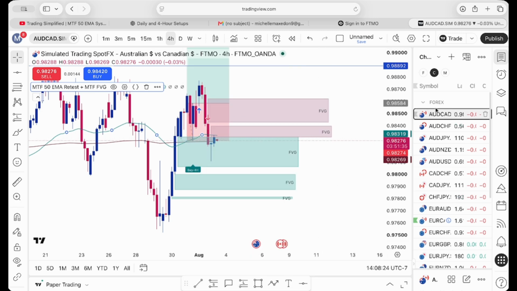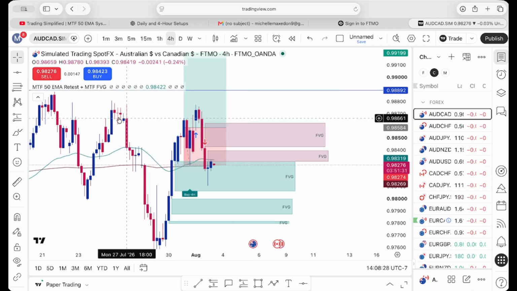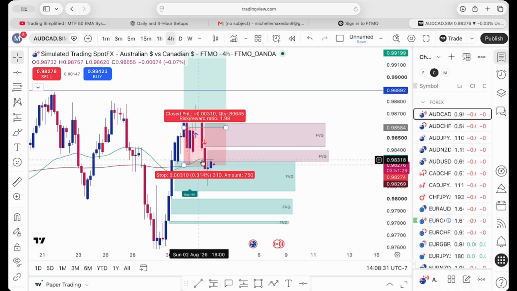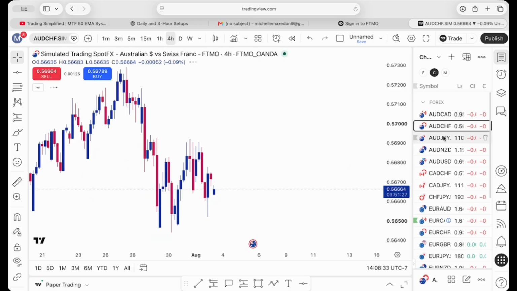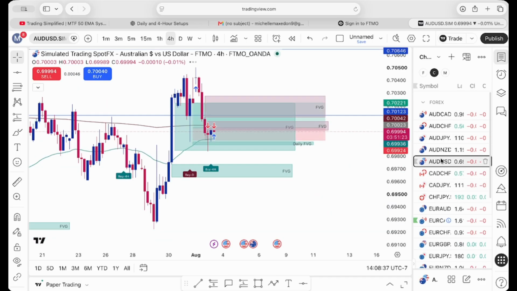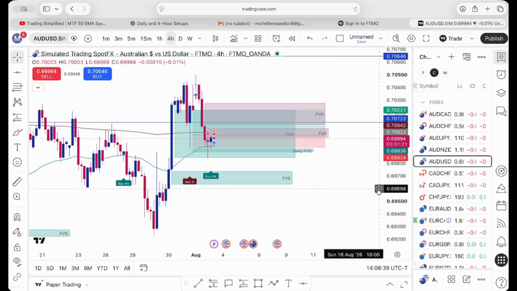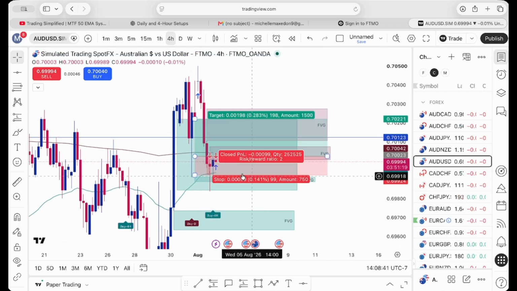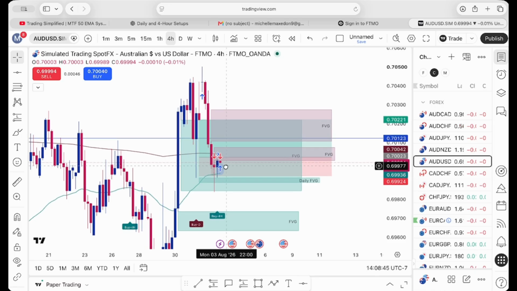Okay, and then we're going to start off with our forex pairs, so AUD/CAD. We got in this yesterday and it came down and got us out, so that was a loss. We're just going to continue. Same with this one. We entered right here, came down and got us out for a loss.